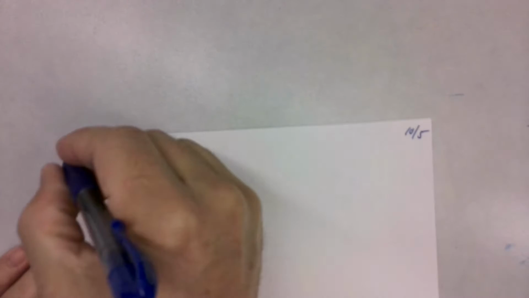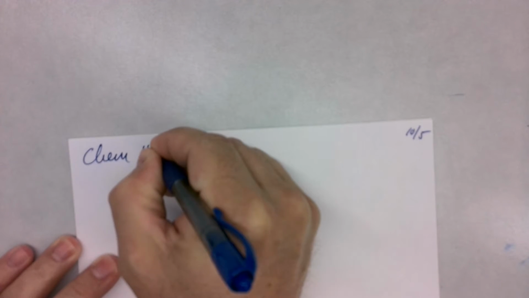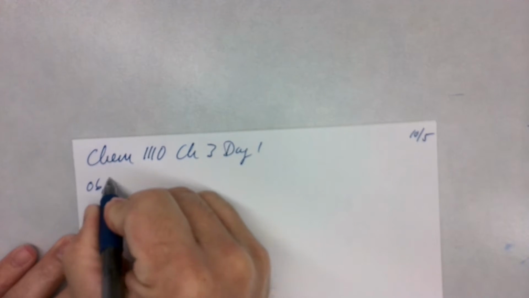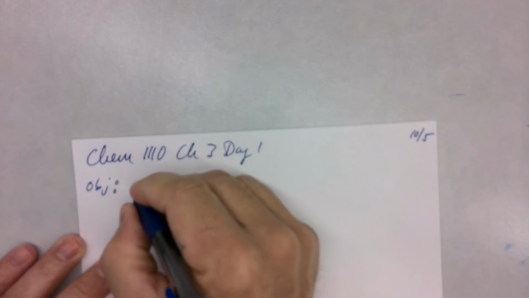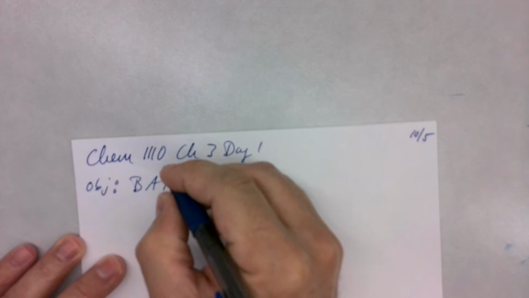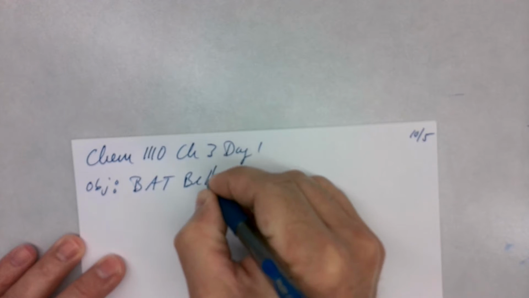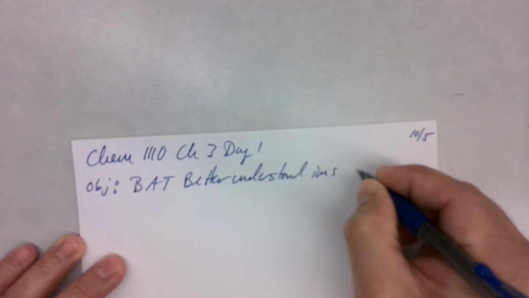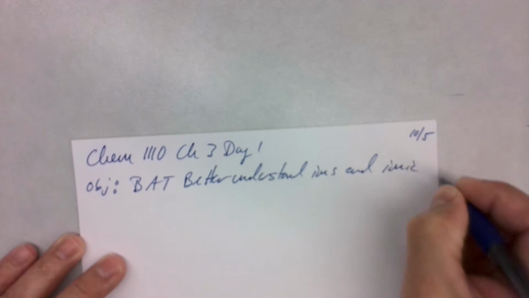Alrighty. Chapter 3 is a lot like chapter 2. Not a lot of math, but a lot of stuff you just got to know. So yeah, we'll see what happens. So it is Chem 11:10, chapter 3, day 1, and our objective is going to be able to better understand ions and ionic bonding.